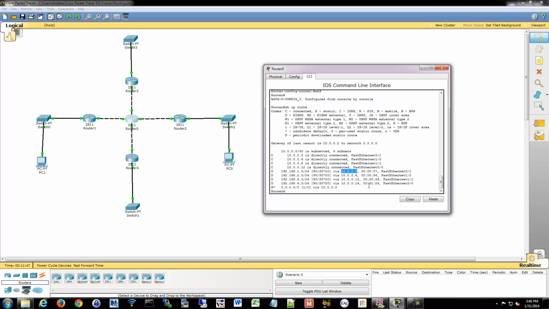We have our next hop IP and interface. And then this is the amount of time since it's been up. So you see that keeps counting up. And you'll have that for all.